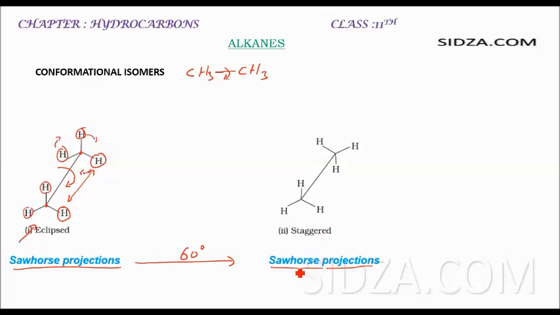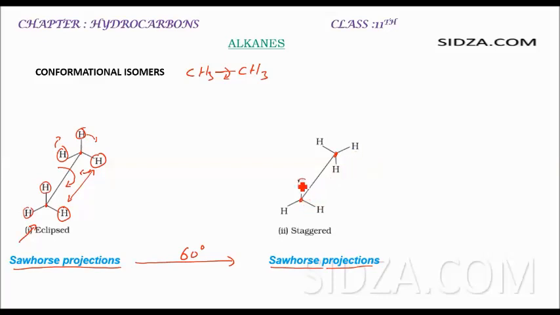And now you get a different Sawhorse projection. Keep the front carbon intact without changing its position, and give the rotation to one of the carbon atoms. If I rotate the back carbon, the hydrogen shifts over here, this hydrogen shifts over here, this one over here, and you get a different conformation. Now the relative position of atoms is different.